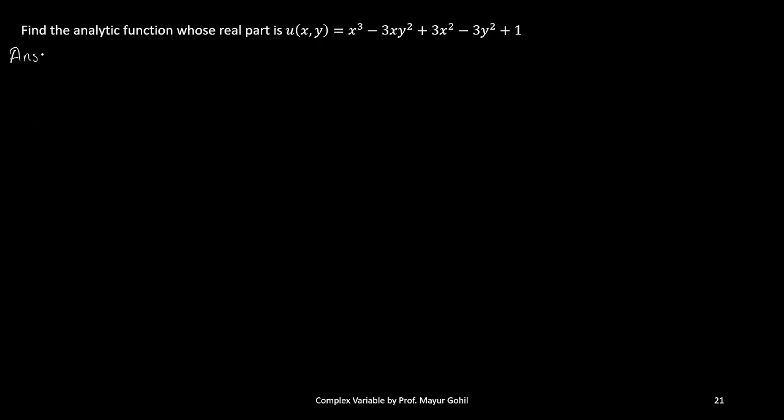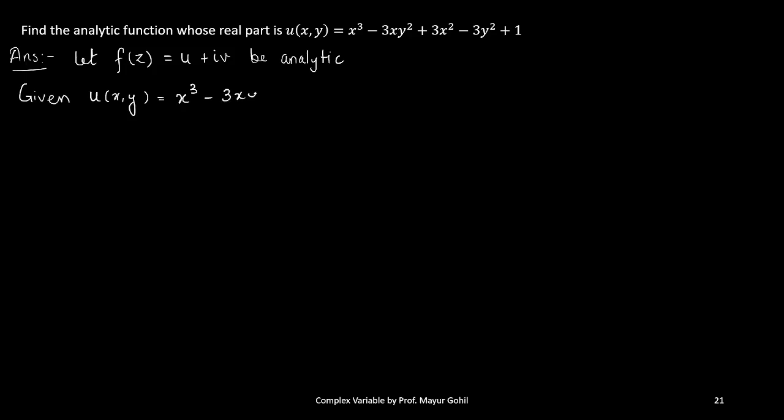So first thing, over here we write: let f(z) = u + iv be analytic. After that we write, given u(x, y) = x cube minus 3xy square plus 3x square minus 3y square plus 1. Now the function is analytic, so we find f dash of z, that is u suffix x plus i v suffix x.